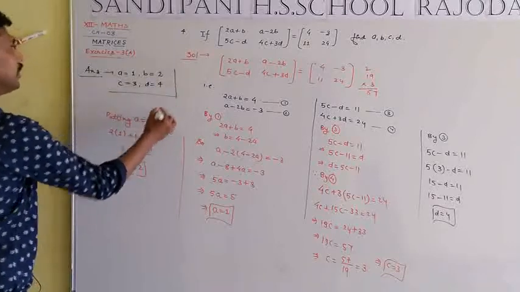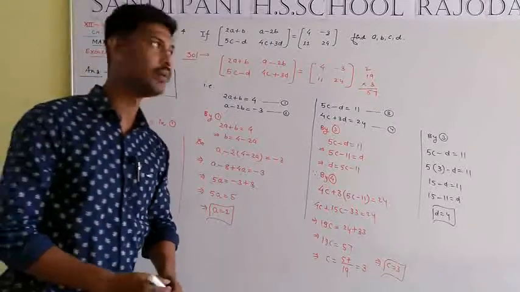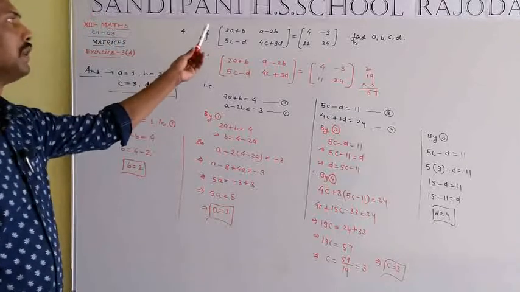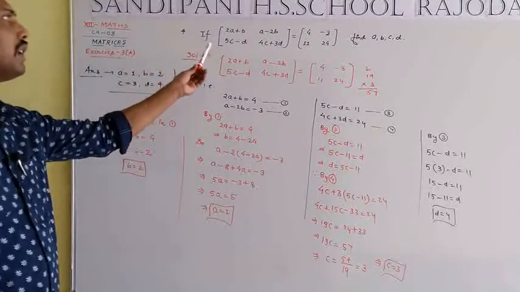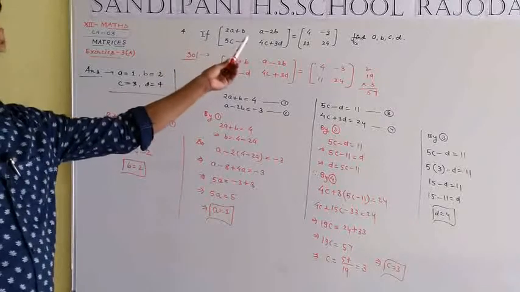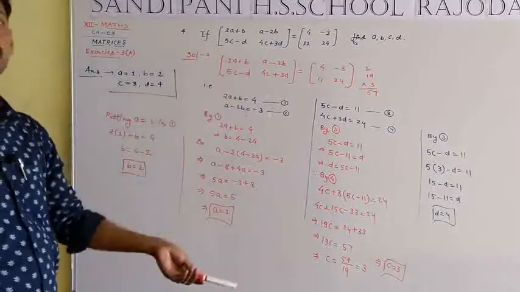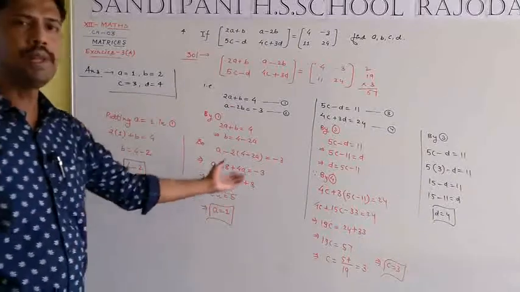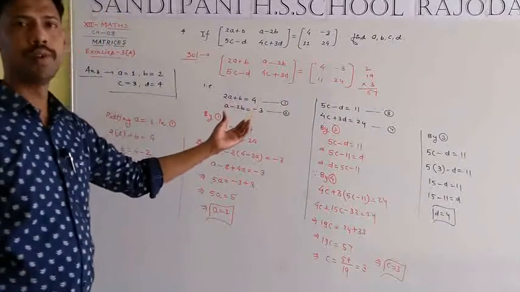I hope students you get the proper solution of question number first. Question number first: if 2a plus b, a minus 2b, 5c minus d, 4c plus 3d will be equal to 4, minus 3, 11 and 24, then find the value of a, b, c, d. A simple solution of question number first.